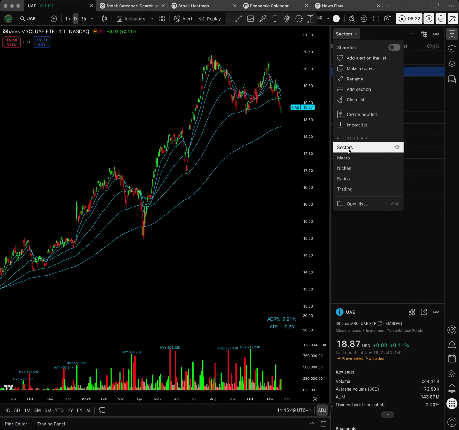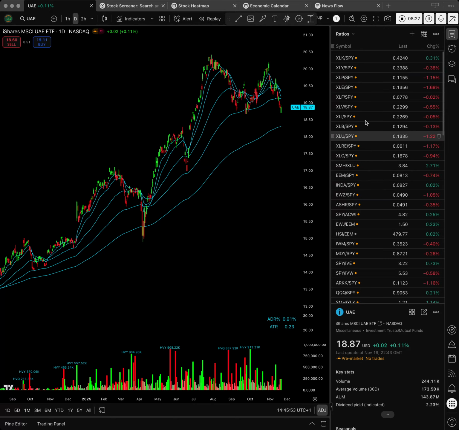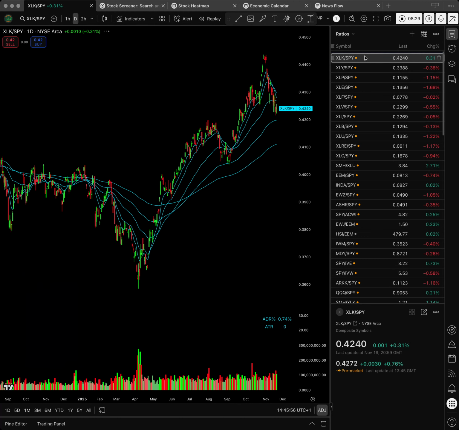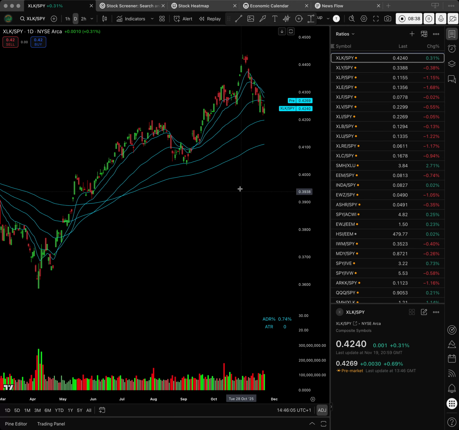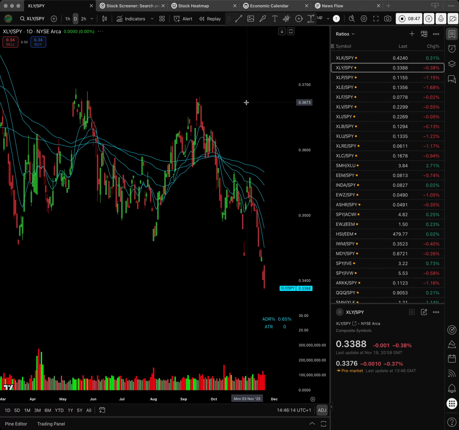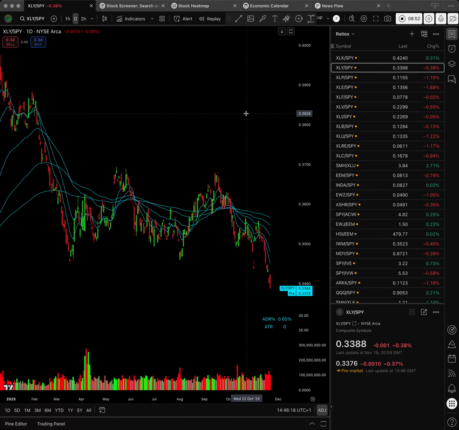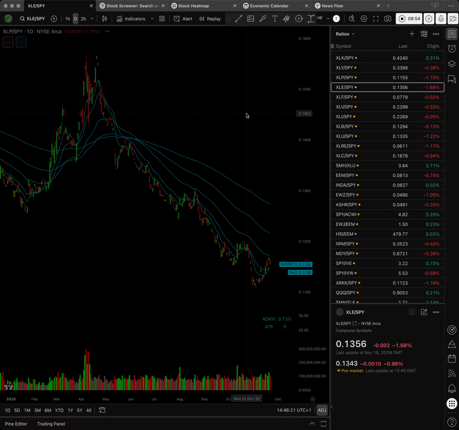Something I use a lot, the sectors list here that I made. Ratios, of course, very important as well. So I was talking about sectors outperforming. Right here, tech against the S&P 500. So this is the outperformance of tech against the S&P 500 index. Doing well. XLY, not doing so well. XLP also not doing so well.